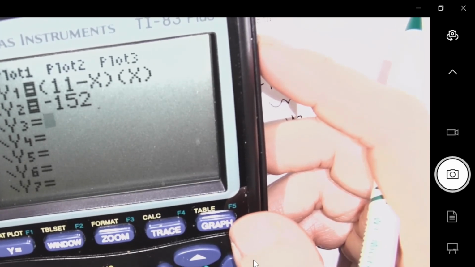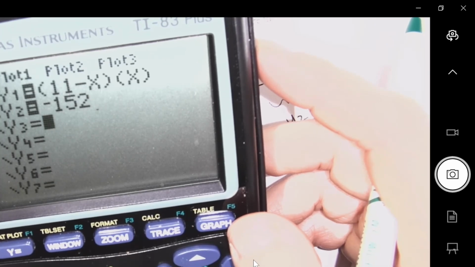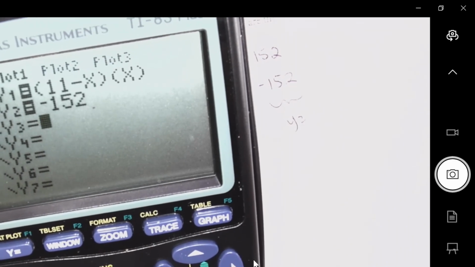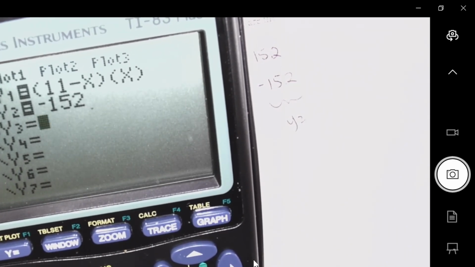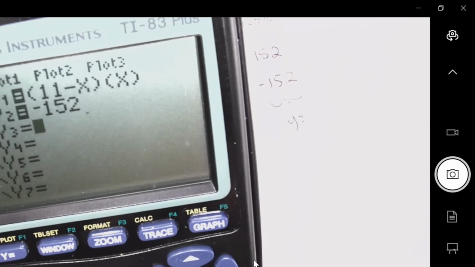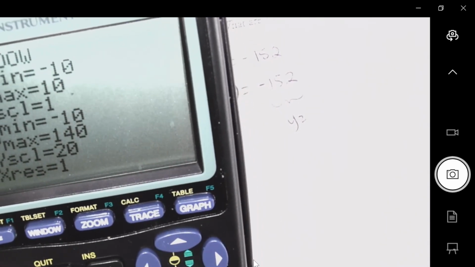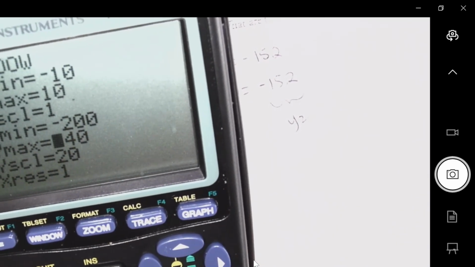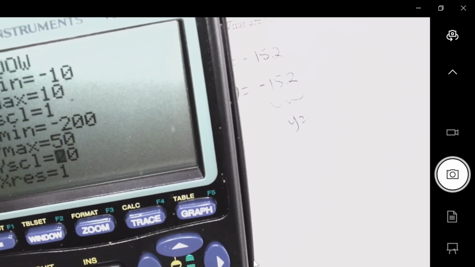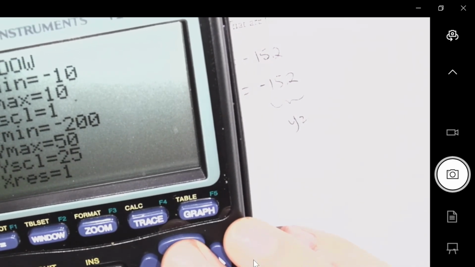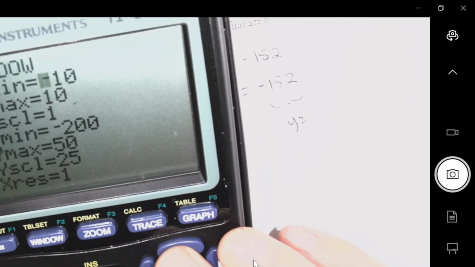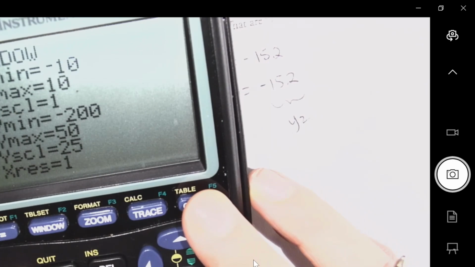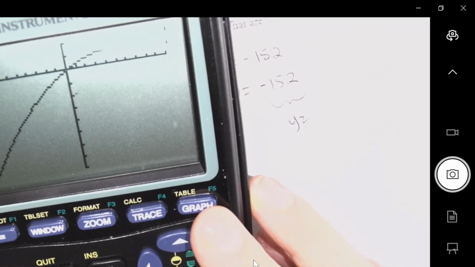Okay, so that's what I'm looking like. Window. What are our ideas about the window already? We got a negative 152 on the y. So I'm going to do a y to negative 200, maybe up to 50. You can graph and see what's going on if you can see it.